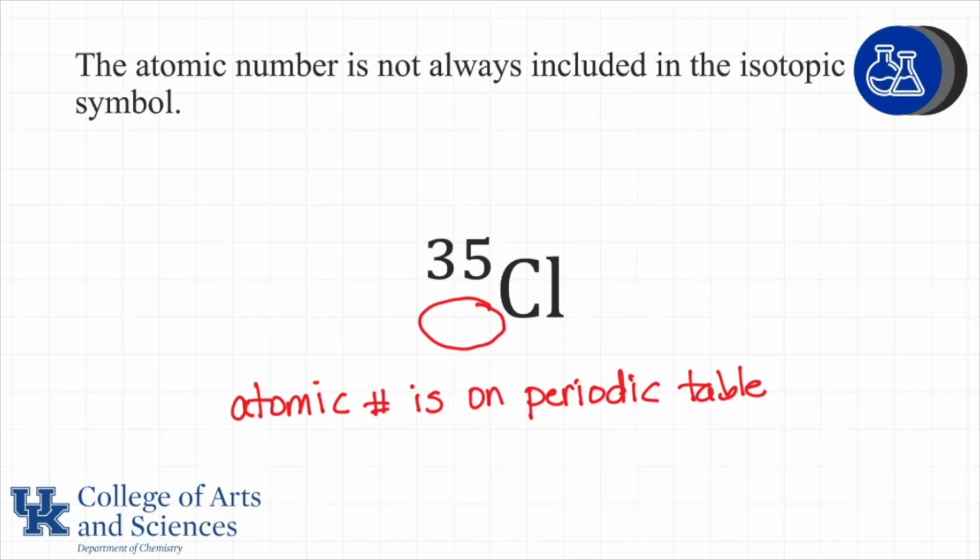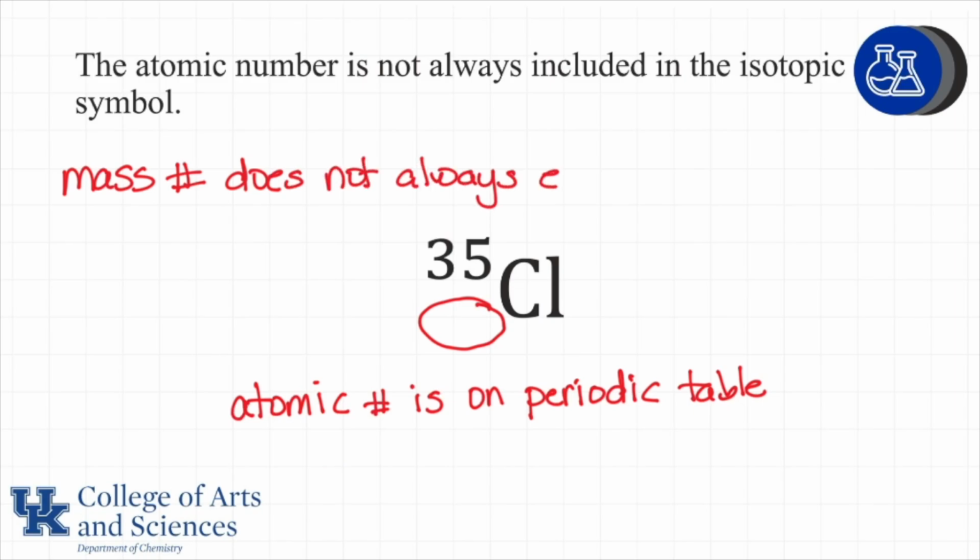We know that we're dealing with chlorine. We find chlorine on the periodic table and we can look up its atomic number and therefore know the number of protons. With our mass number, which doesn't necessarily come straight from the periodic table, we can figure out the number of neutrons.